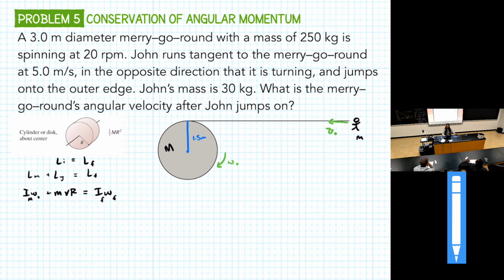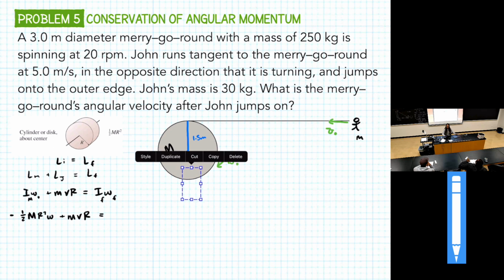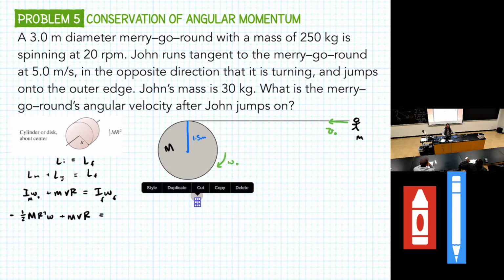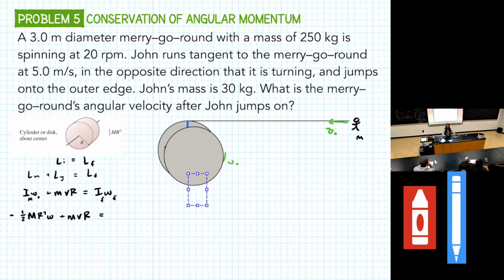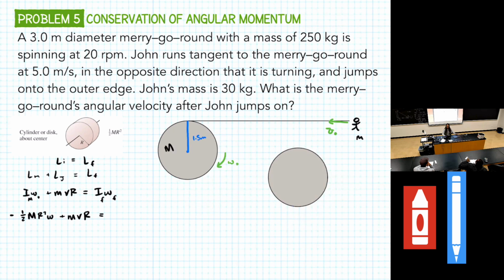So in this case we're gonna call the merry-go-round negative. And why are we calling it negative? Because it's going clockwise, right? So that's going to be negative 1/2 M R squared omega plus little m v r is equal to, now once these two things become one thing, let me see. Okay. At this later time, we have John on the merry-go-round.